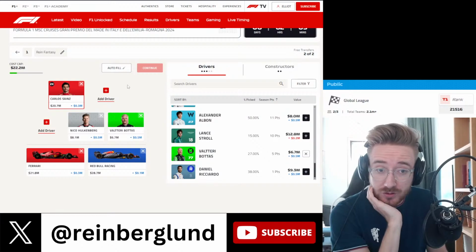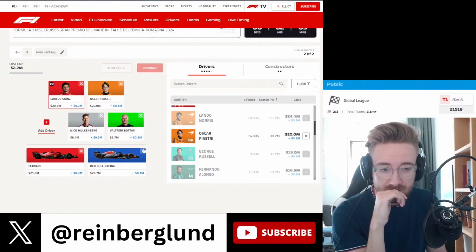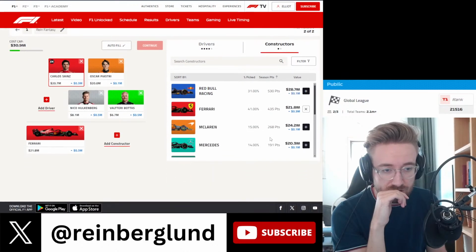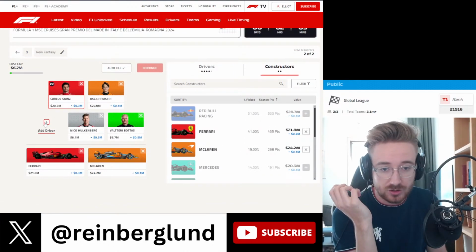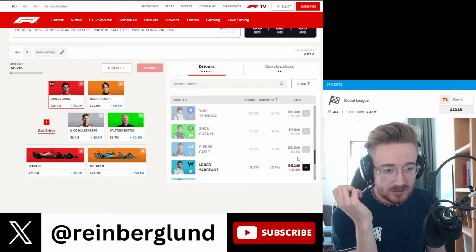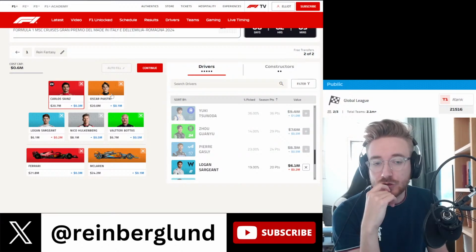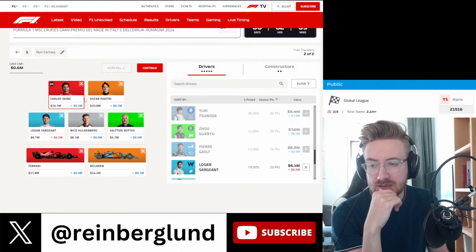If you can afford, I mean like this. I guess I can also sort of afford this. I don't have my wildcard, so this is not an option for me. But where's Logan Sargent? Something like this. If you're talking about Oscar or Leclerc here, I would say Leclerc.